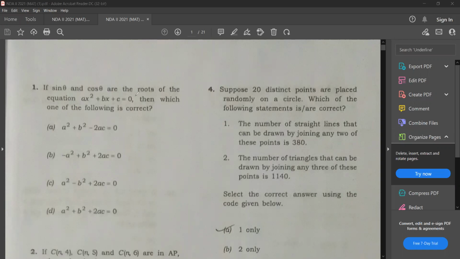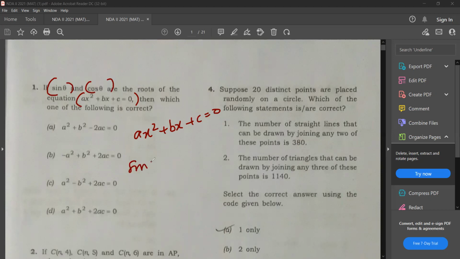If sine theta and cos theta are roots of the equation ax square plus bx plus c equal to 0, then which one of the following is correct? Okay, so see here, this is a question from quadratic equation, isn't it? So ax square plus bx plus c is equal to 0. That is a quadratic equation. So how would you do? What is the relation you know? They are saying sine theta and cos theta are roots, isn't it?